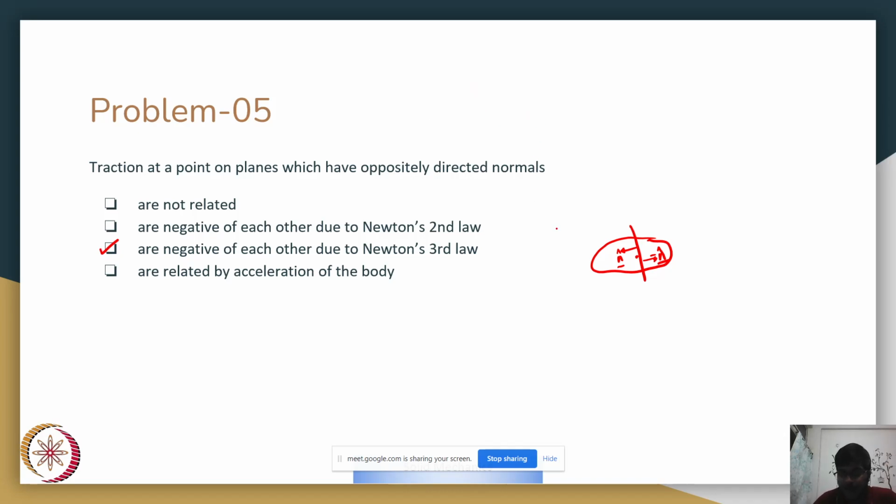So at a point x, if we are looking for traction on say plane n, this is related to traction at the same point but with a plane which has an oppositely directed normal.